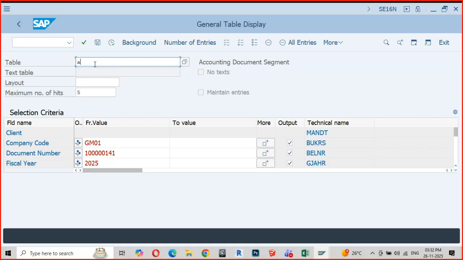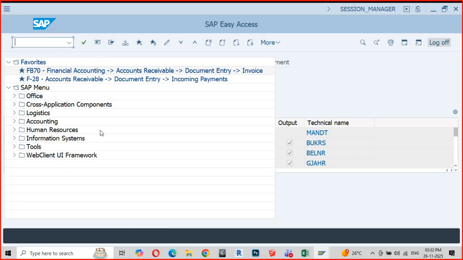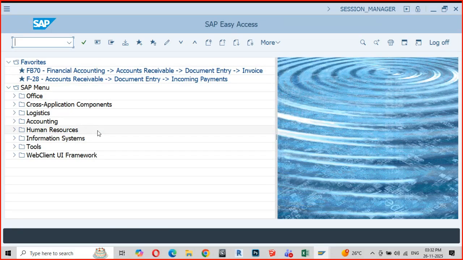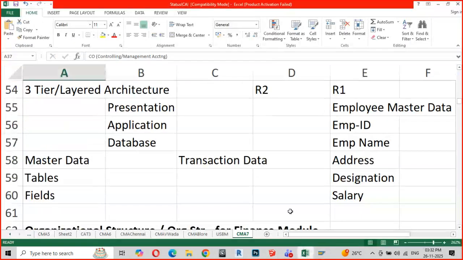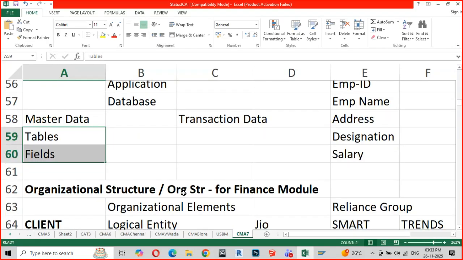I'm trying to see. It does not exist because this is not a HANA platform. That's why I'm not able to display the ACDOCA table. Clear? So this is your table display, tables and the fields. Clear, students?